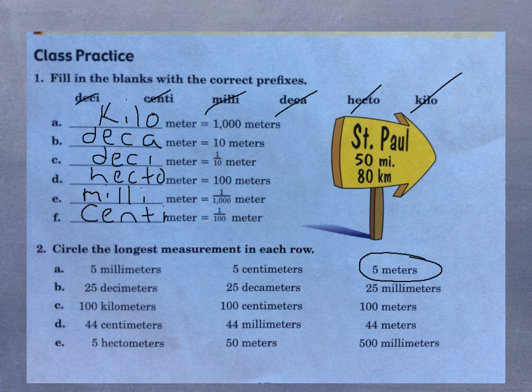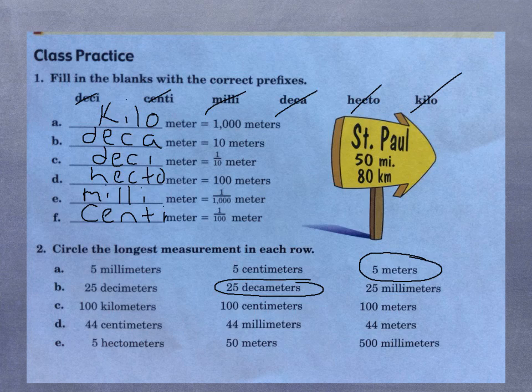B, 25 decimeters. Now remember, decimeter is 1/10 of a meter, so that's about 2.5 meters. 25 decameters. Remember, every decameter is 10 meters, so 25 of them would be 250 meters. And 25 millimeters, which would be the tiniest little marks on your rulers on the metric side. So the 25 decameters is going to be longest.